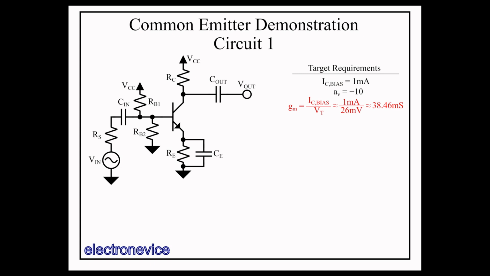A Siemens is equal to an amp per volt, which is the unit for conductance. Using our gain equation and rearranging it to solve for RC, this produces a resistance of about 260 ohms. 260 ohms is a non-standard resistance, so let's set it to 330 ohms and settle for a gain of about 12.7 instead. In my circuit, I have a plus 12 volt rail, though it's more accurately around plus 11.8 volts.